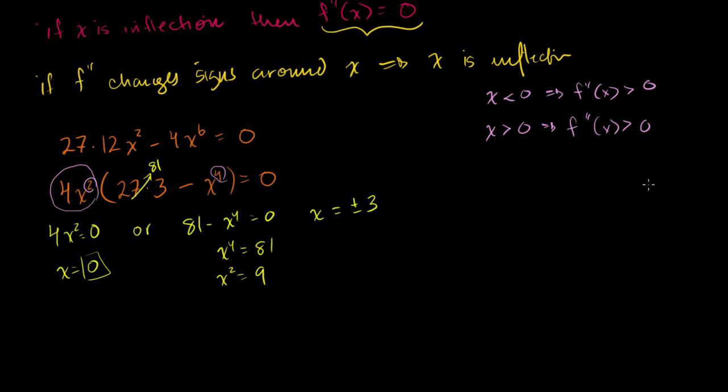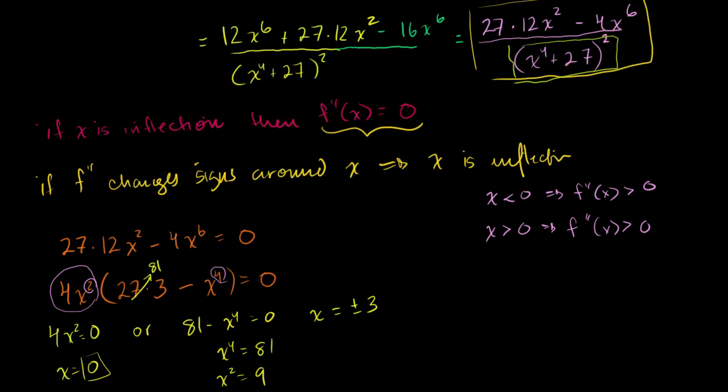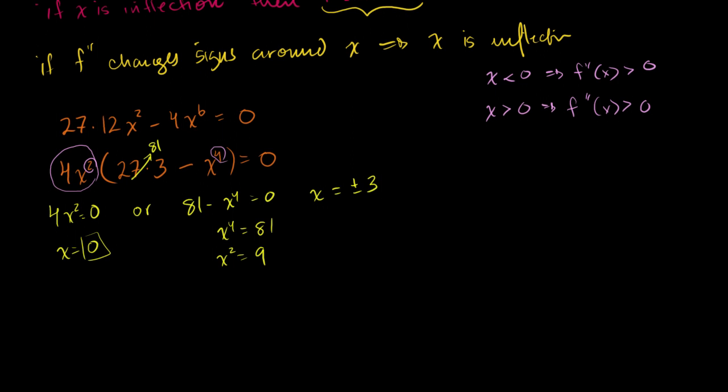Let's see if positive and negative 3 are inflection points. And actually, I just want to be clear. I've just been using the numerator of the second derivative. The whole second derivative is this thing right here. But I've been ignoring the denominator because the denominator is always positive. So if we're trying to understand whether things are positive or negative, we just really have to determine whether the numerator is positive or negative. Because this expression right here is always positive. It's something to the second power. So let's test whether we have a change in concavity around x is equal to positive or negative 3.